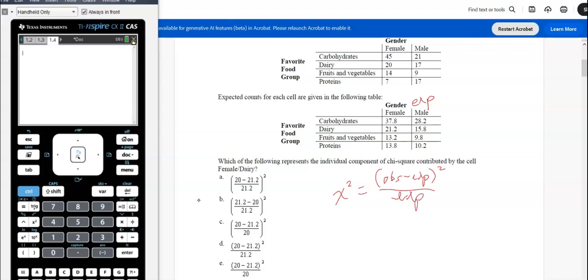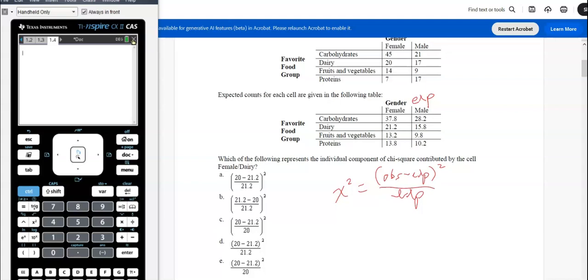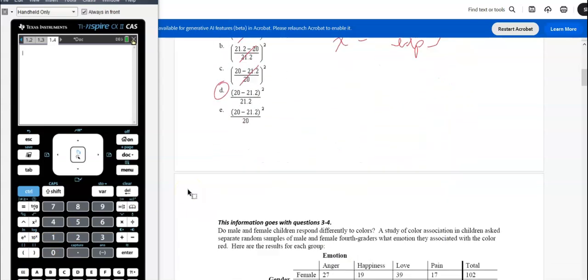Of course, this is on your formula sheet, right? So it would be observed minus expected. And you see the numerator is squared. So the denominator is not squared. It can't be one of those. The observed is 20, so that goes here. And the expected is 21.2, so that goes in both of those spots. So it's got to be D. So just knowing your formulas, that is on your formula sheet, though. You can just follow your formula sheet.